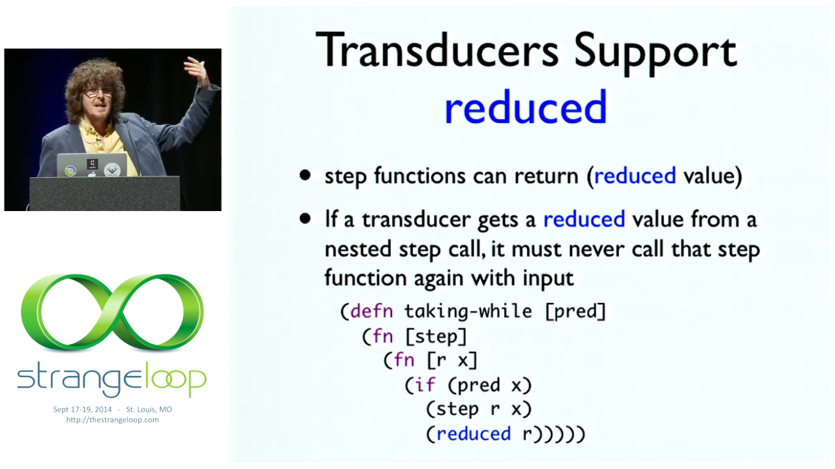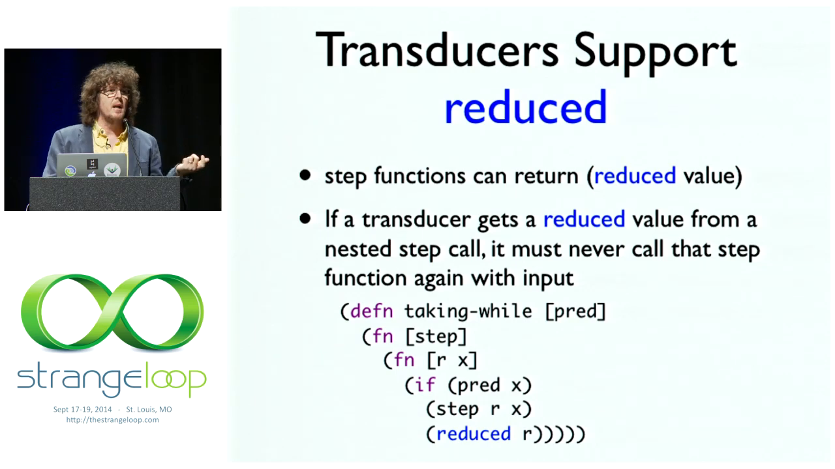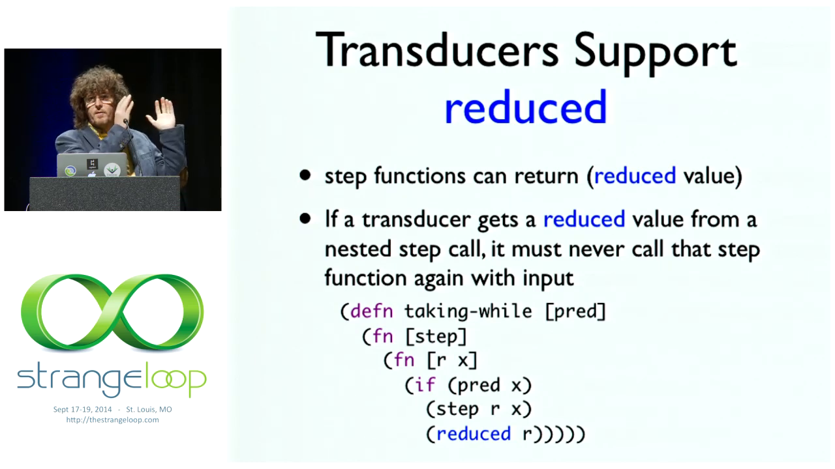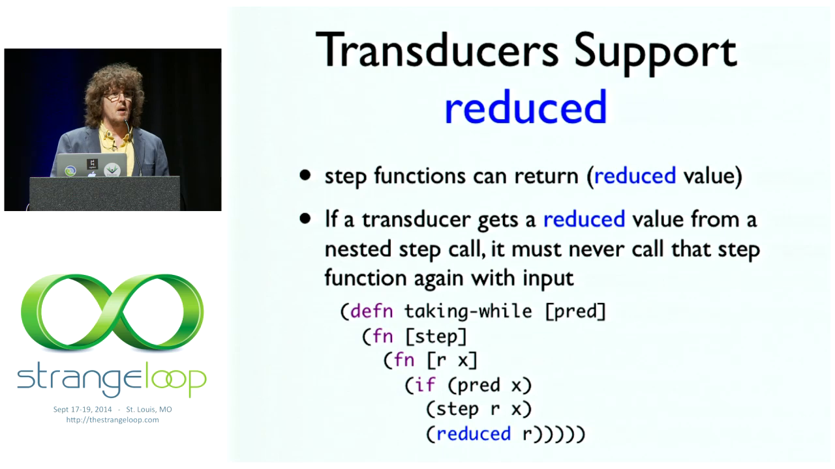Okay, so now we can look at the insides of taking while. It takes a predicate. It takes a step that it's going to modify. It runs the predicate on the input. If it's OK, it runs the step. If it's not OK, it takes what has been built up so far and says, we're finished, reduced result. That's how we bail out. But notice the ordinary result is not in a wrapper.